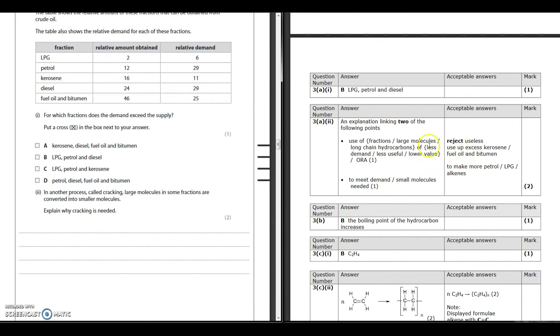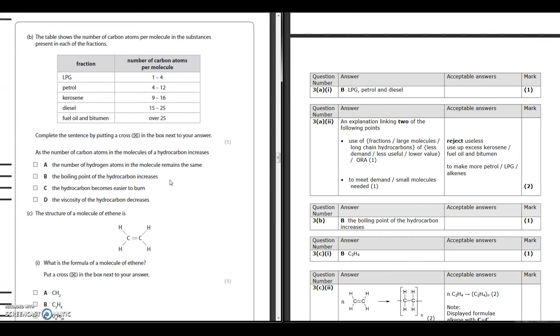You could talk about, in this mark scheme, using up specific things that you've got an excess amount of. So the table here said kerosene, look, oh, I've got more of that than I need, I can use some of that up. I can make some of the petrol that's in demand. There's a lot of clues there in the question that can help you.